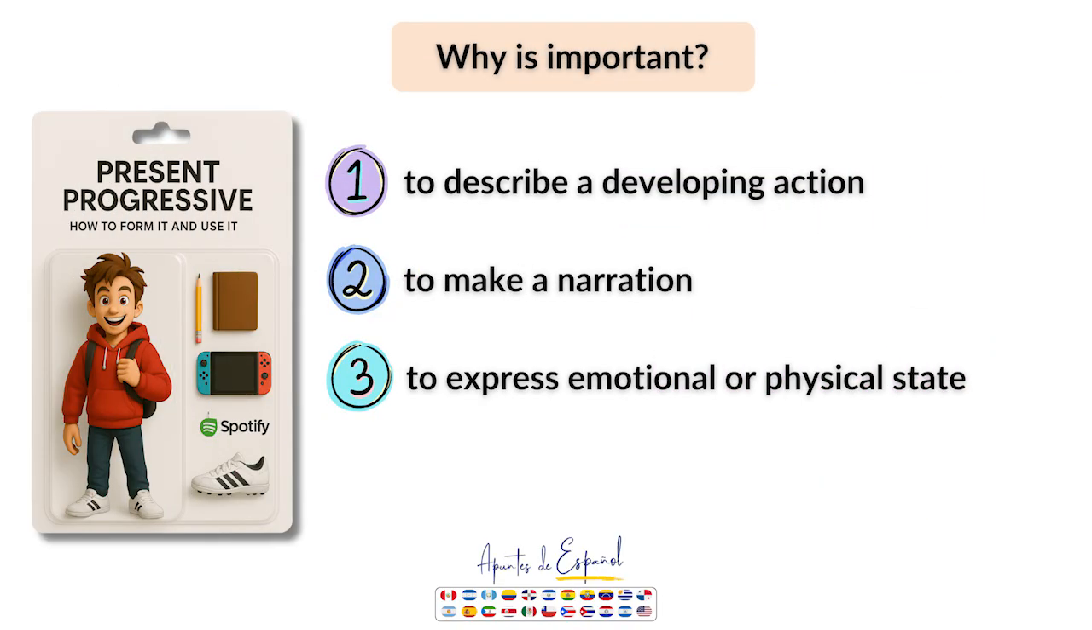So why is it important? The present progressive is important because it helps us to describe a developing action, things that we are currently doing. It is also very frequent to use it when we are making a narration in which we are telling our friends or our family what are the things that we are doing lately. And it's also used to express emotional or physical state.